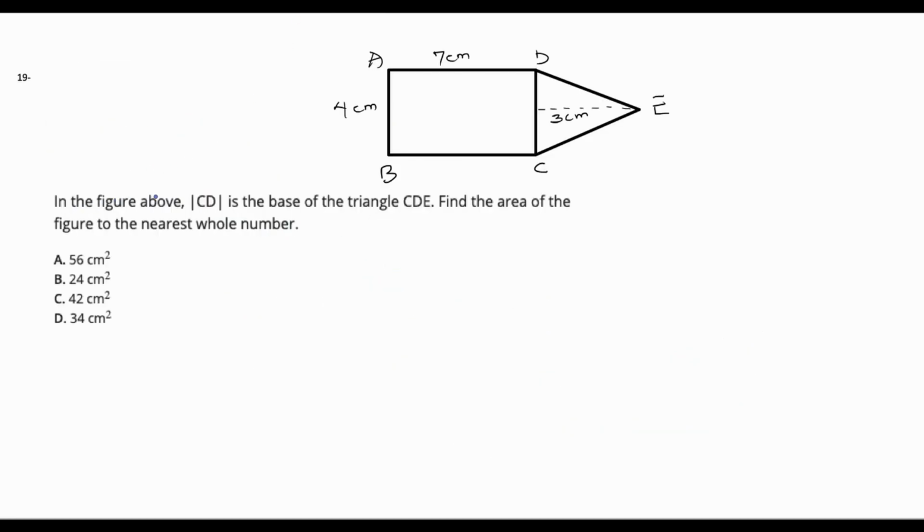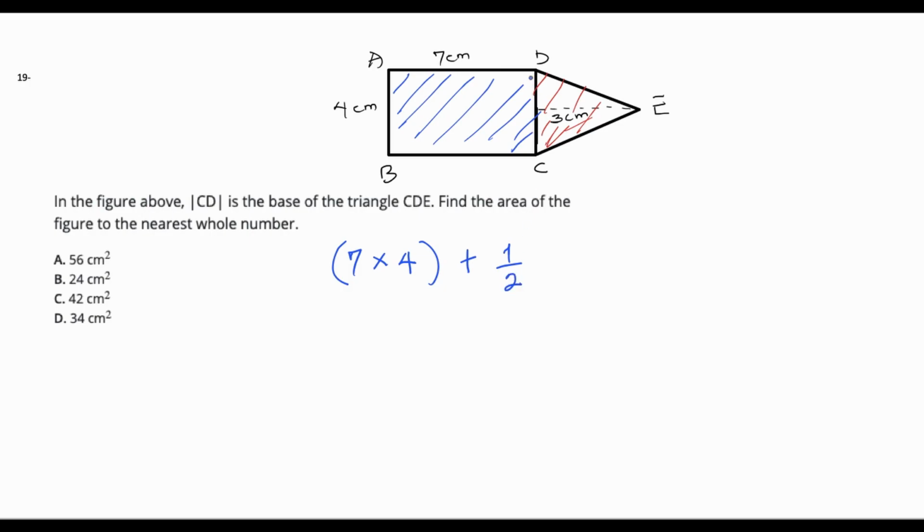Question 19 says, in the figure above, line CD is the base of the triangle CDE. Find the area of the figure to the nearest whole number. So we treat this as two separate shapes. So first we have the rectangle and then we have the triangle here. The area of the rectangle is simply 7 multiplied by 4, which is the length times the breadth. And the area of the triangle is half of the base times height.